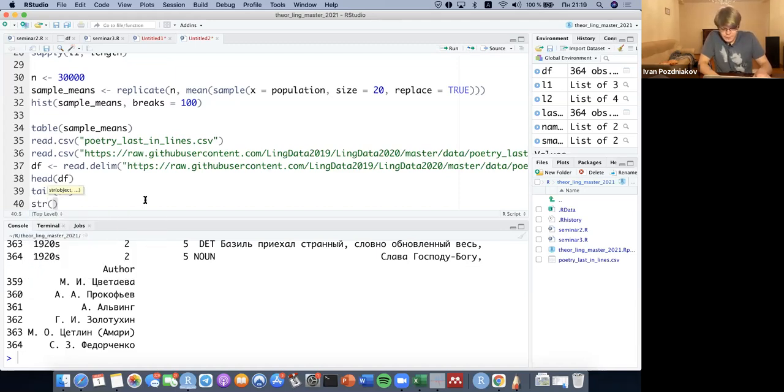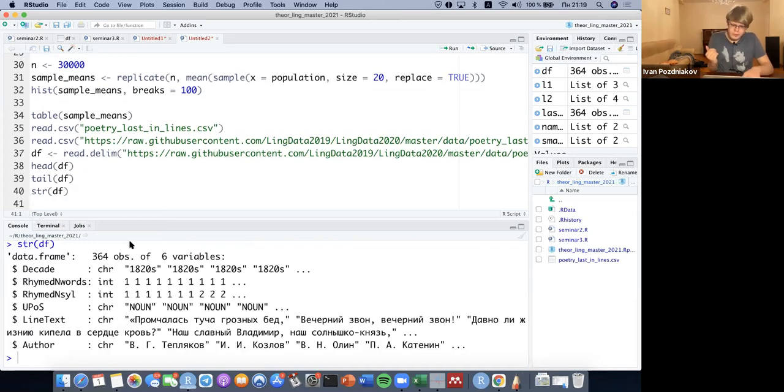Function str returns the structure of an object. In this case, it returns the columns that we have, the data type, how many columns, how many rows, and so on. The names of these columns, and some first values of each column.